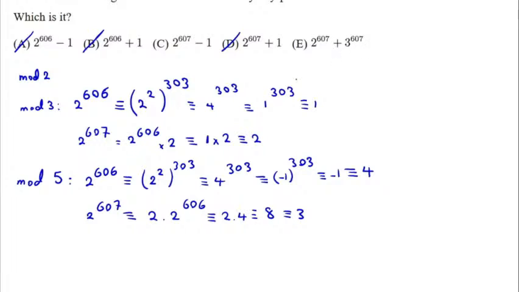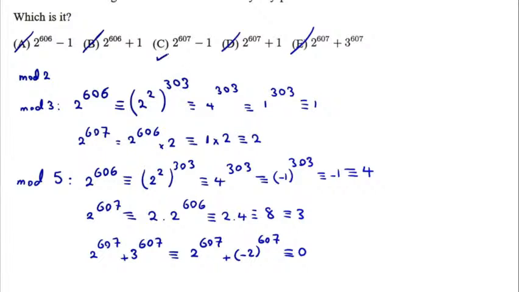2 to the power of 607 plus 3 to the power of 607. If you want to check this, you can easily say that 3 is congruent to negative 2. And because 607 is odd, it will be 0. So this one will be a multiple of 5. So the only choice that is left is C.